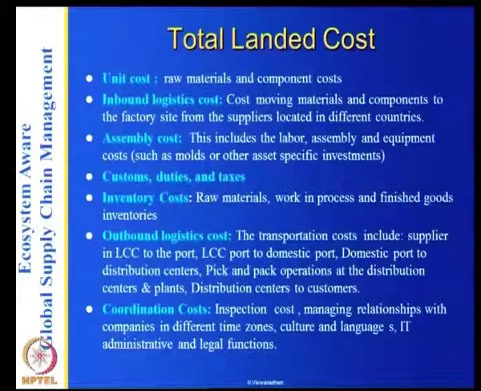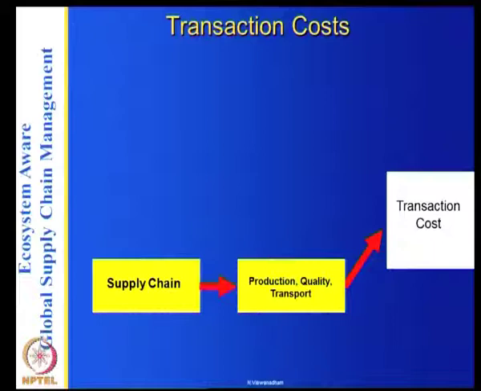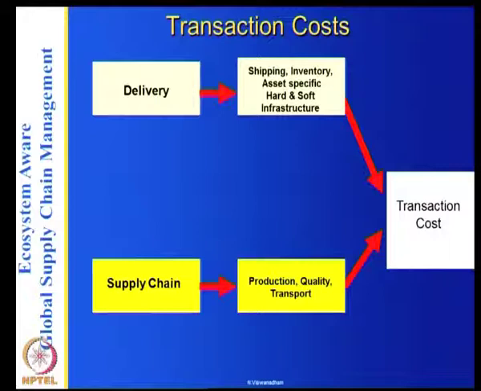So if you look at the transport cost, the transaction costs, that is the supply chain, which is the production, quality and transport costs that belong to the supply chain. And you have the delivery cost: delivery, shipping, inventory, asset specific, hard and soft infrastructure. Here I have used the word asset specific. Asset specificity depends on the particular component that you are involved with.